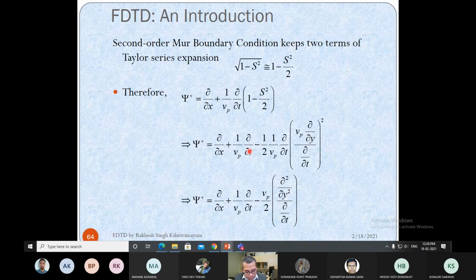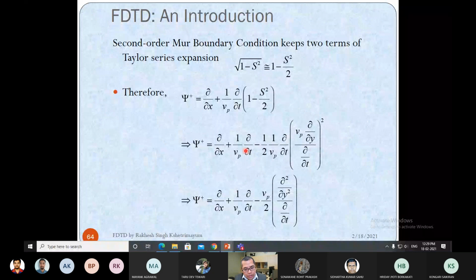That was the first order Mur's boundary condition, and it doesn't give you a very accurate boundary condition. Some of the waves reflect back. If you want to improve the accuracy, you need to take the higher order terms in the Taylor series expansion. You can have second order, third order, fourth order. The only thing is that if you go on taking higher order terms, your computational complexity is going to increase. Accuracy is definitely going to improve, and along with that, the computational complexity is going to increase.